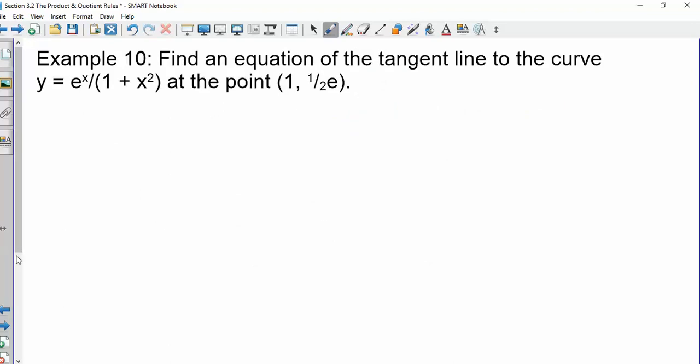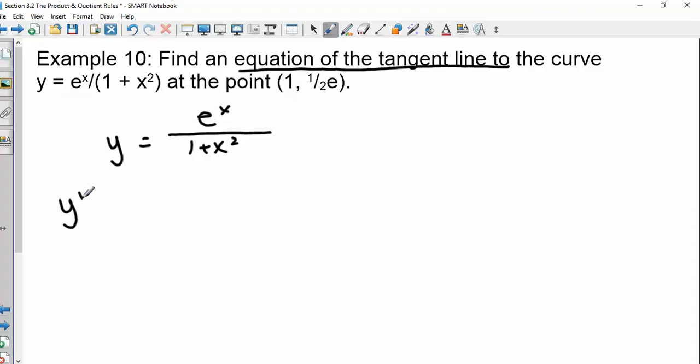So let's look at another one. I typed this one a little bit different, but it's e to the x over 1 plus x squared. So again, is there any way to avoid using a quotient rule here? No. I want the equation of a tangent line. To write the equation of a line, we need a point and a slope. I have a point. How do you get the slope of a tangent line? Derivative. So y prime. Quotient rule.